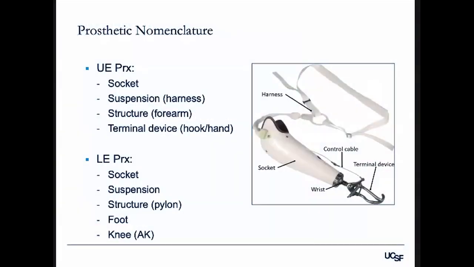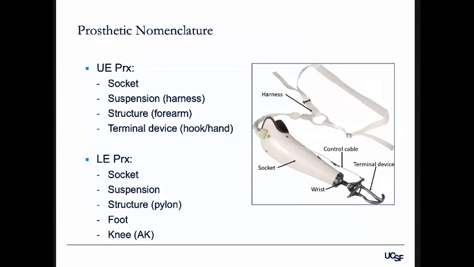So again, just a quick prosthetic nomenclature overview. I think many of you are aware of some of this, but the upper limb prosthesis consists of a socket. This is the most intimate part of the prosthesis, touching the residual limb. Some form of a suspension, which is usually a harness of sorts. The structure for a transradial prosthesis is usually the forearm, and for a transhumeral prosthesis is the forearm and the humeral section.